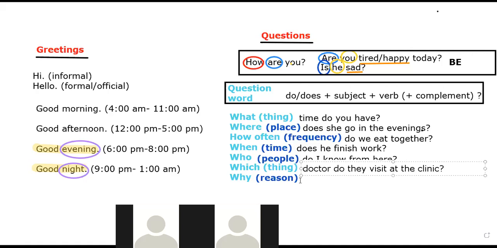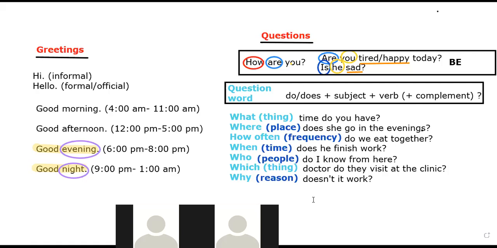Okay. And then finally, why? I'm going to actually do something different here. I'm going to make it negative. So do or does can also be negative. So why doesn't it work? Here we have doesn't from the do, and then the subject is it, and the verb is work. Here, we don't use a complement. It's not necessary. Why doesn't it work? ¿Por qué no funciona? Okay? Do we understand? Is it clear? Yes. Any questions? No.